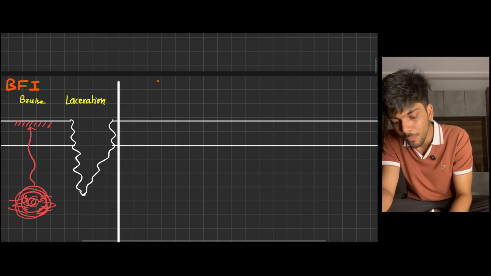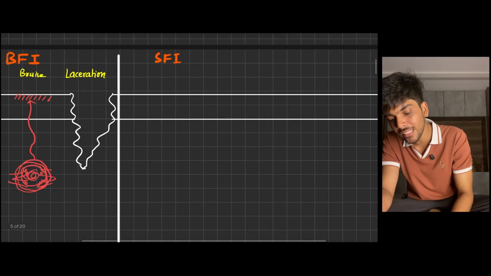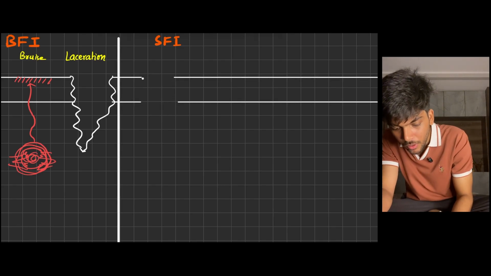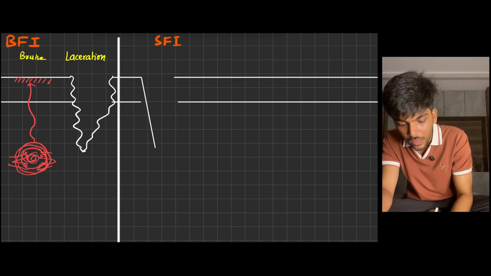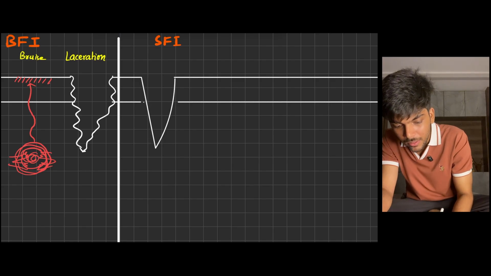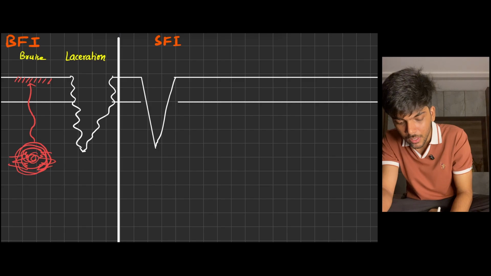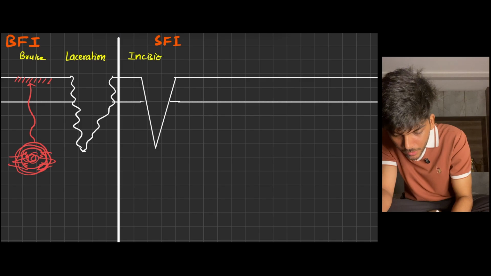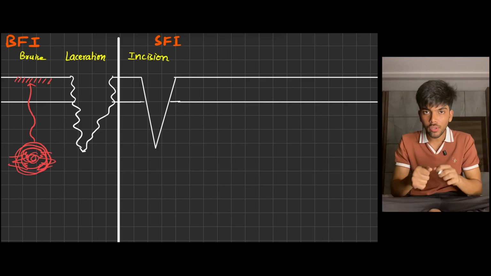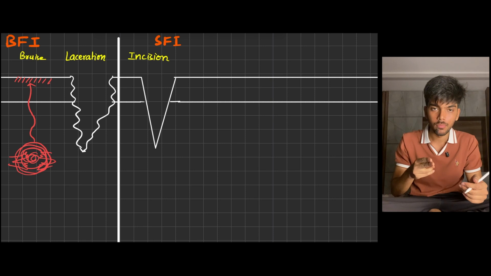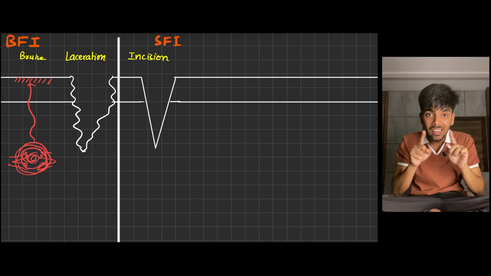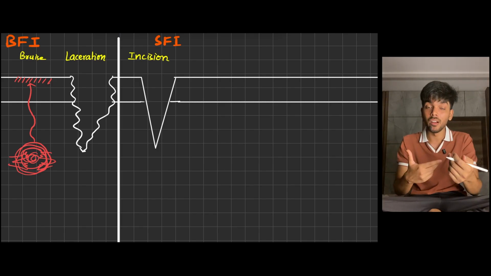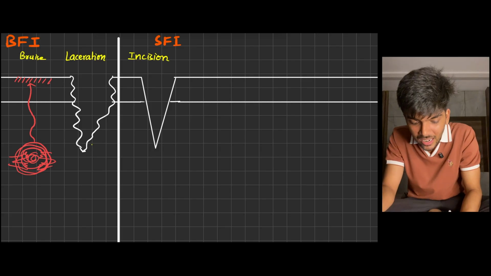Up next, sharp force injury. Under sharp force injury, there are two. One, due to a light cutting weapon, you get an incision. So this is an incision due to a light cutting weapon. See, laceration means to tear. Incision means to cut. When you tear a piece of paper, you get irregular margin. When you cut a piece of paper, you get regular sharp margin. Similarly, when you tear your skin, you get irregular margin.